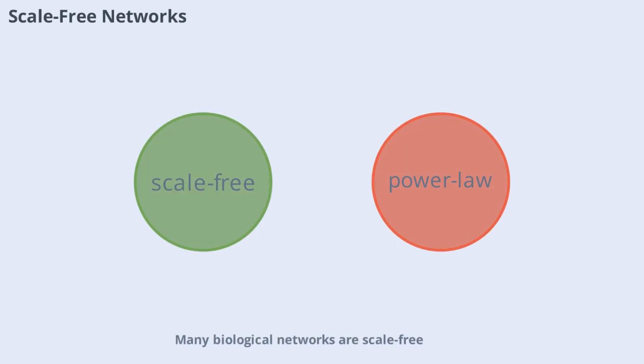Many biological networks are scale-free, meaning that a few nodes have many connections while most have few. This property is described by a power law degree distribution. Scale-free networks are robust to random failures but vulnerable to targeted attacks on hubs. Understanding this structure helps researchers predict network behavior and design effective interventions.